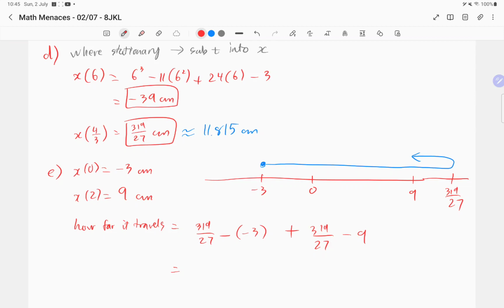But doesn't it go from whatever? Oh, yeah. So it'd be 3 plus 9 plus 319 over 27, take 319 over 27, plus.